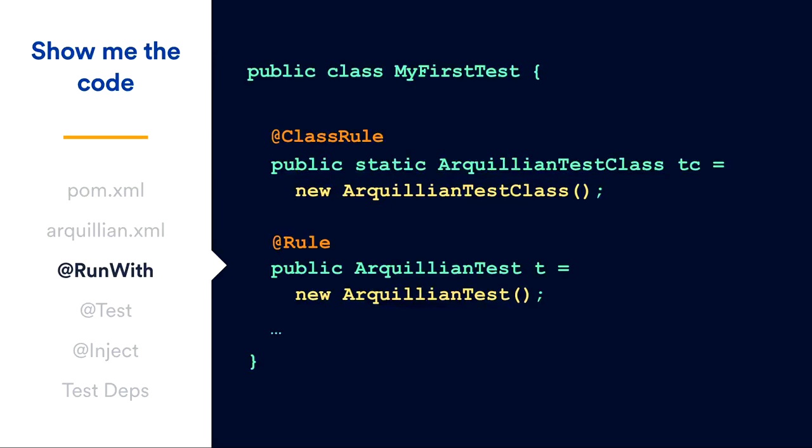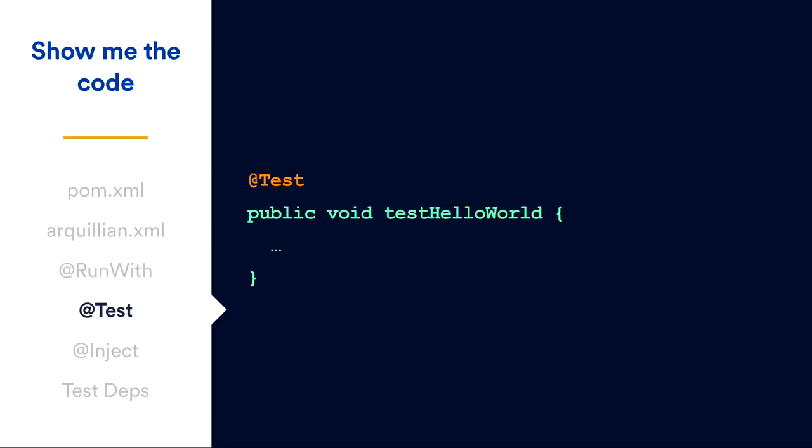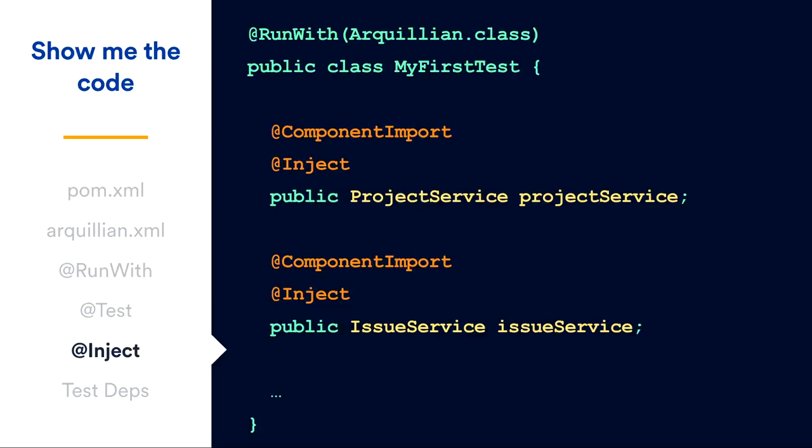Or you can use JUnit rules instead. You can use a class rule and a rule. You need those two, and that'll support Arquillian then. That means you can then use a different runner, like Cucumber or something like that, and add some tests.